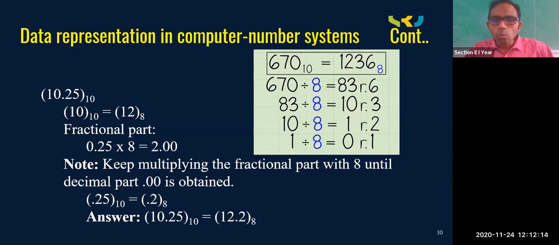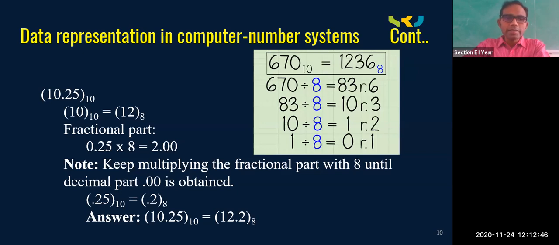Then take 1. Till what point do you need to divide? Till the value becomes 0. 1 divided by 8, 8 zeros are 0, remainder is 1. As our rule says, collect the numbers from bottom to top. So 1 is written first, then 2, then 3, 6, to the base 8. 1236 is the equivalent octal number for decimal 670.